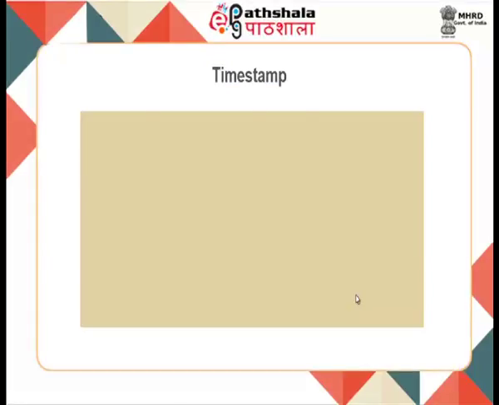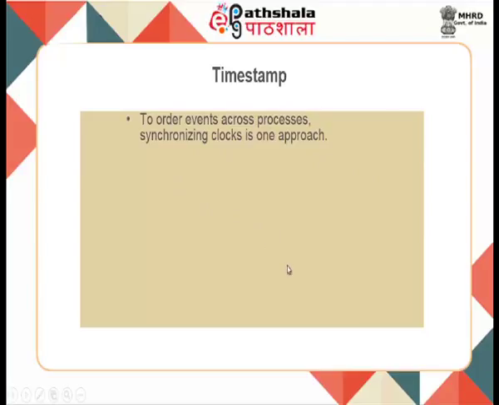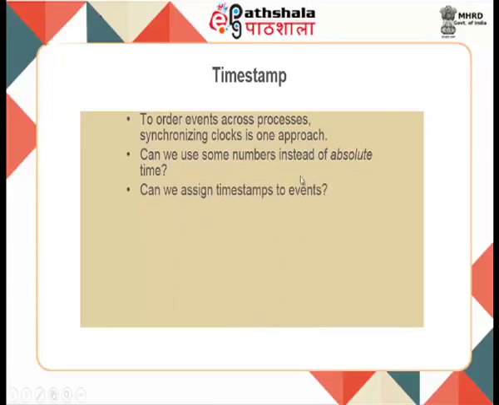So, what is the way out of this? We have a solution in something called a timestamp. Instead of synchronizing the clocks, we order the events using some numbers rather than the absolute clock time. What is it that we are trying to do? We are assigning timestamps to these events.